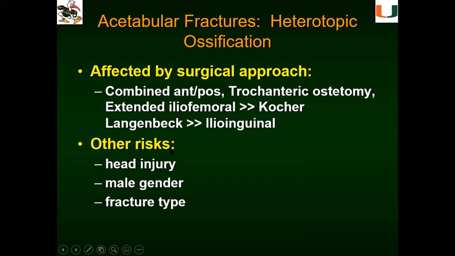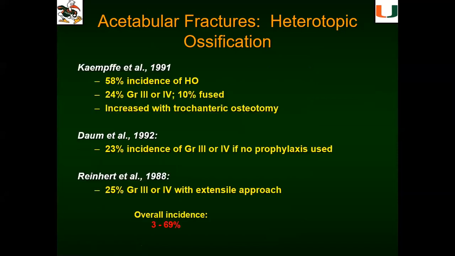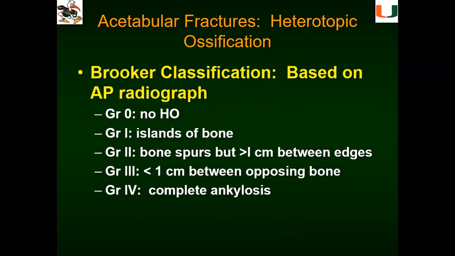Other concomitant risk factors for the development of heterotopic ossification. So concomitant head injury, which unfortunately we tend to see with acetabular fractures in these young male patients that are undergoing high energy trauma from motor vehicle collisions. So again, head injury, male, and the fracture types are all associated with heterotopic ossification. We've tried different things to prevent the development of heterotopic ossification. So things such as placing them on NSAIDs, they've even tried radiation therapy, again, to prevent. We do put them on NSAID prophylaxis at our institution. We do not employ radiation.